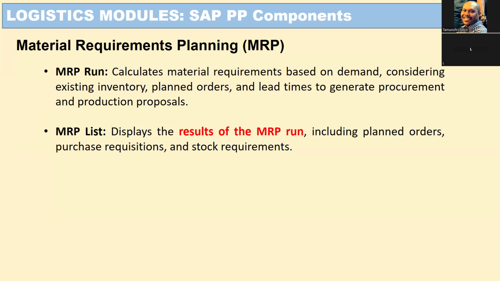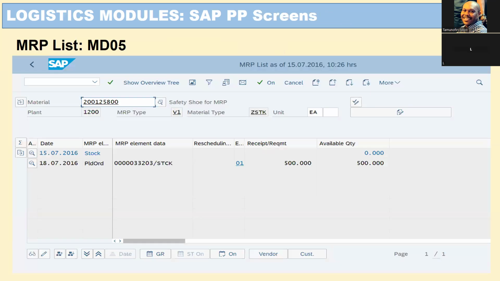Then the main component now, which we've been talking about, is the MRP, materials requirements planning. It calculates material requirements based on demand, considering existing inventory, planned orders, and lead times to generate procurement and production proposals. It displays the results of the MRP run, including planned orders, purchase requisitions, and stock requirements. What we're seeing here is an MRP list.